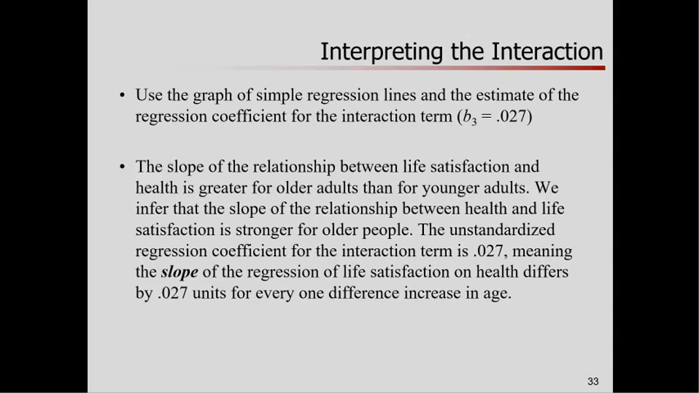And that value was 0.027 in our data set. So what we can conclude is that the slope of the relationship between life satisfaction and health is greater for older adults than younger adults. The coefficient there was 0.027, meaning that the slope of the regression of life satisfaction on health differs by 0.027 units for every 1 unit difference in age. So as age goes up by one year, the slope between life satisfaction and health goes up by 0.027.